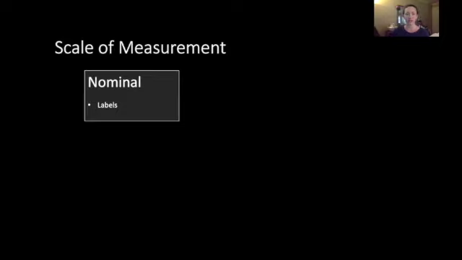This is where things like your social security number would fall in. It doesn't have any meaning. Someone who has a higher social security number doesn't mean anything compared to someone who has a lower one. You can't average social security numbers. So those are nominal data, categorical.